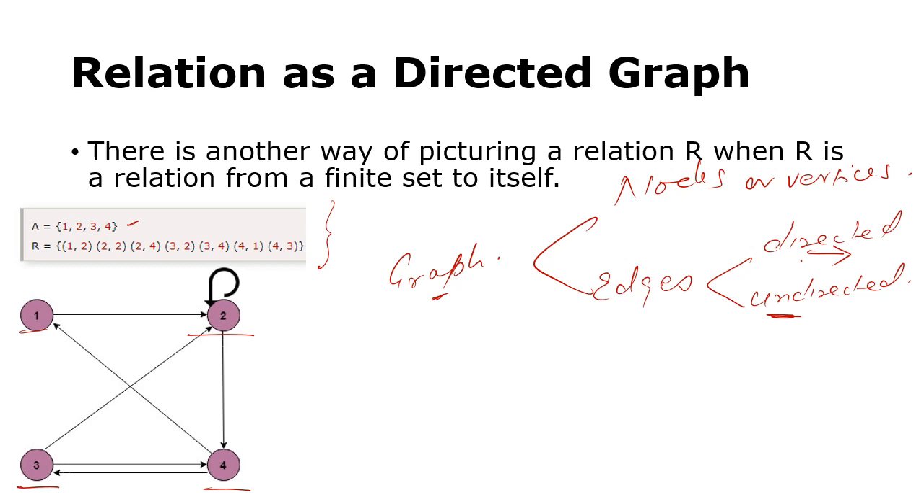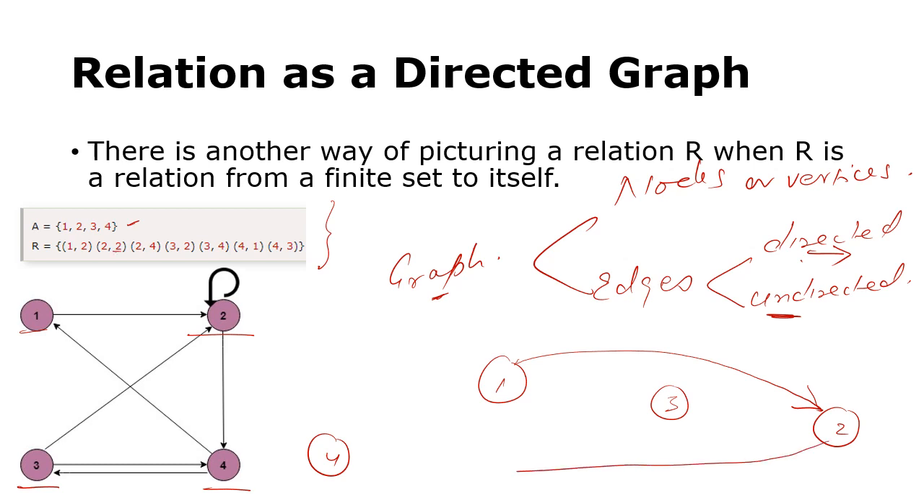Let me create this once again over here. Let me put 1 over here, 2 over here, and let us say 3 over here, and 4 over here. The positioning of the nodes does not matter. Now there is a pair 1 comma 2, so there will be an edge from 1 to 2 and it will be a directed edge. 2 comma 4 means there will be an edge from 2 to 4. You can see it over here also, this edge is there. Then 1 comma 2, this edge is there.